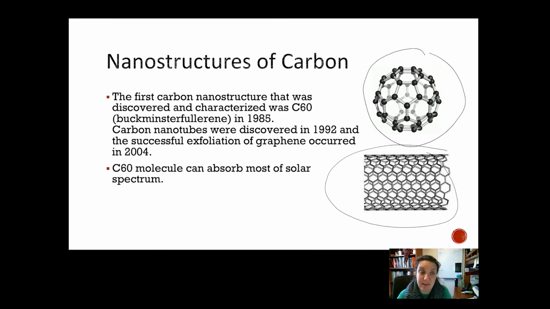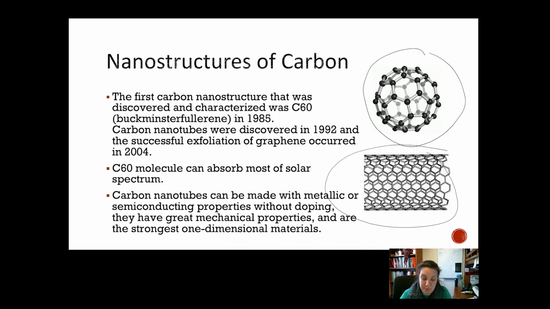The neat thing about C60 is it can absorb most of the solar spectrum. So they're trying to use it in photovoltaic type processes. Carbon nanotubes are semiconductor materials without adding any dopant in there. While a lot of carbon structures are extended structures or covalent network solids, they are not semiconductor in properties. They have a band gap, they're more insulators. But as you get smaller and smaller, you actually have semiconductor materials.